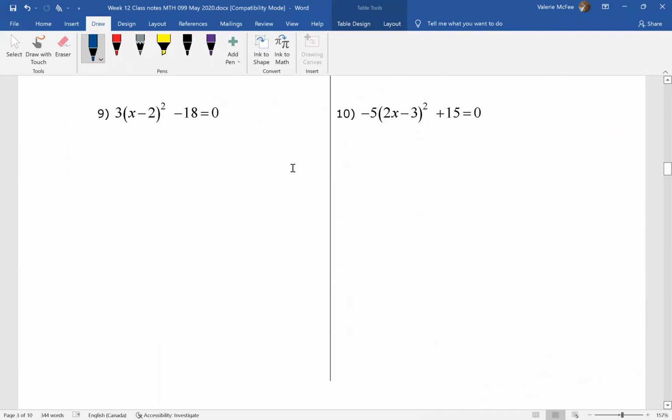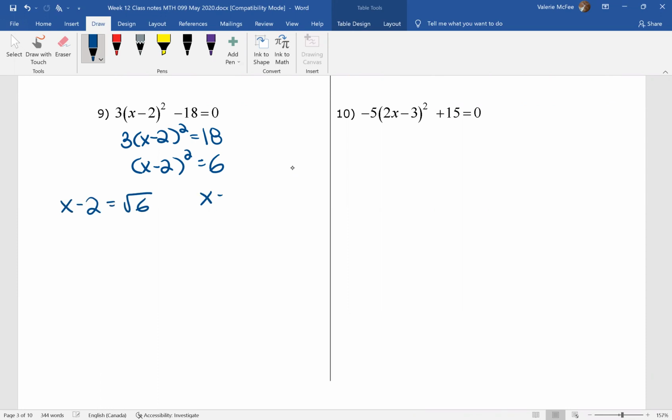Questions 9 and 10 just have one extra little step in them. Let's work through this. We want to isolate our square, so we add 18 to both sides, divide by 3. Now we have two equations. Add 2 to both sides.